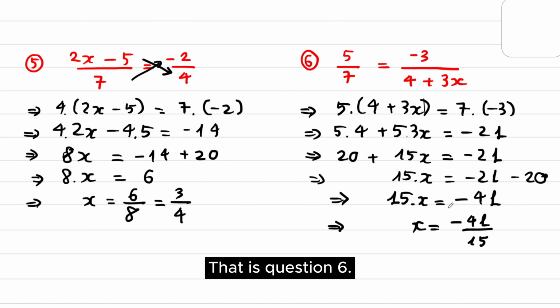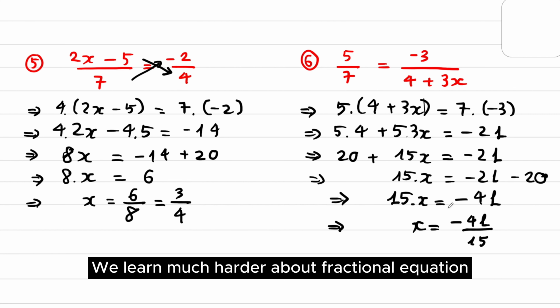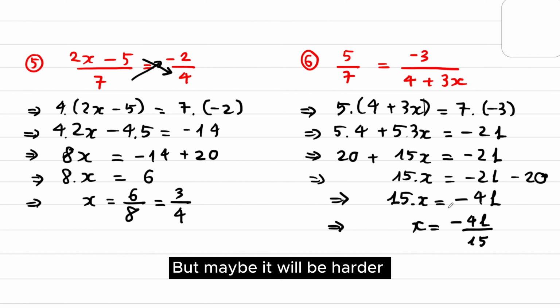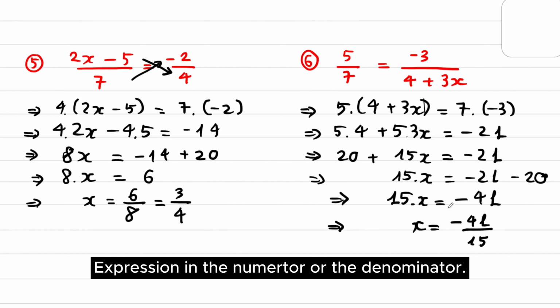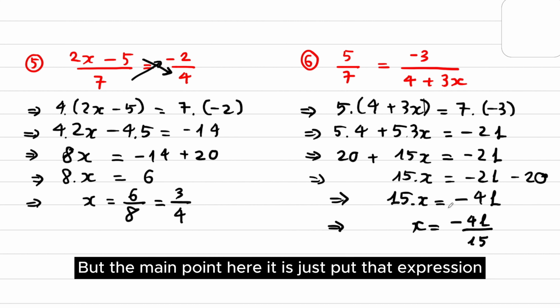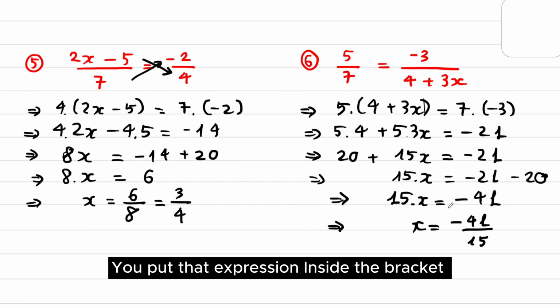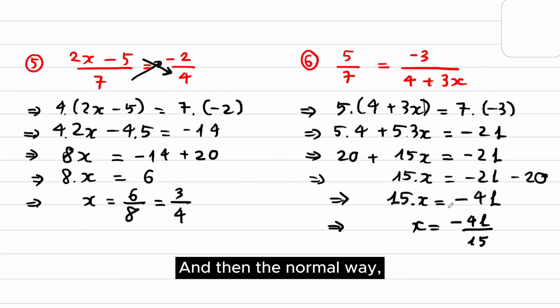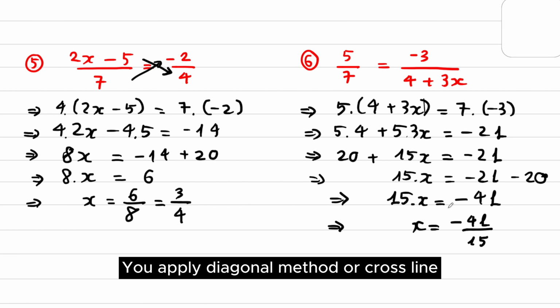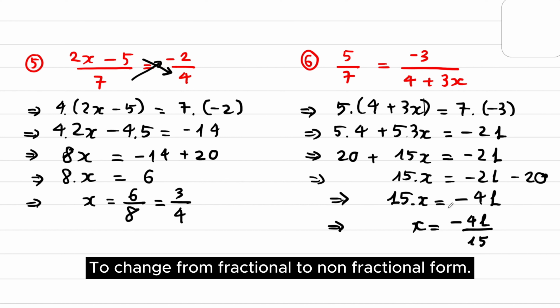That's question 6. Okay, so in this video we learned about harder fractional equations, harder because an expression appears in the numerator or denominator. But the main point here is just to put that expression inside a bracket, and then in the normal way apply the diagonal method or cross line to change from fractional form to non-fractional form.